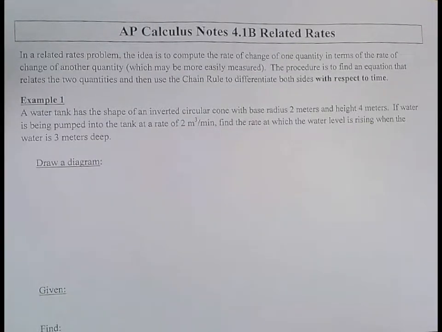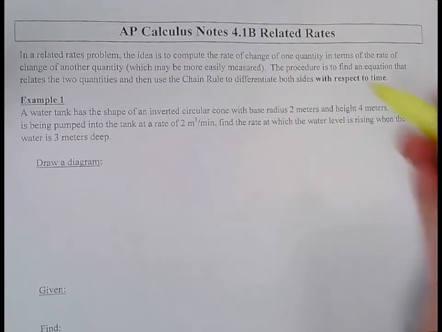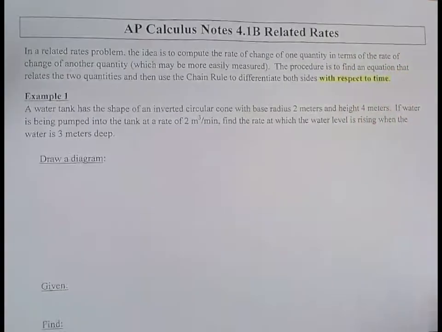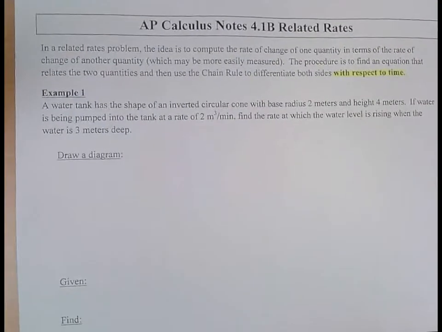So related rates problems. The whole idea behind these is you're computing the rate of change of one quantity in terms of the rate of change of something else, which might be more easily measured. So you want to find an equation that relates the two quantities that you have in your problem and use implicit differentiation, which is an application of the chain rule, to differentiate both sides. And everything is differentiated with respect to time. So you're taking d/dt, the derivative with respect to time of everything, and that's where the implicit differentiation, the chain rule, comes in.